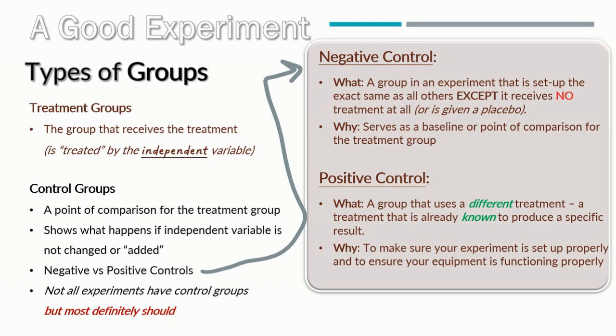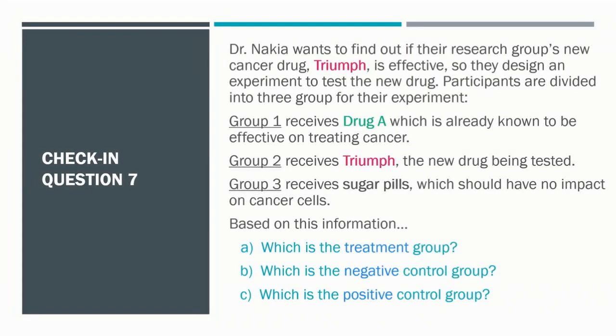Why would you do this? Well, to make sure that your experiment is set up properly and to make sure that the equipment that you're using in your experiment is functioning, right? If you run your positive control and you get poor results or results that you weren't expecting, even though you used a treatment that we should know the result of already, that tells you that we can't trust our data from our treatment group because our positive control has told us that something has gone awry in our experimental setup, whether that's how we prepared our experiment or the equipment that we used in the experiment. Make sense? Okay, let's go ahead and apply this now with check-in number 7.